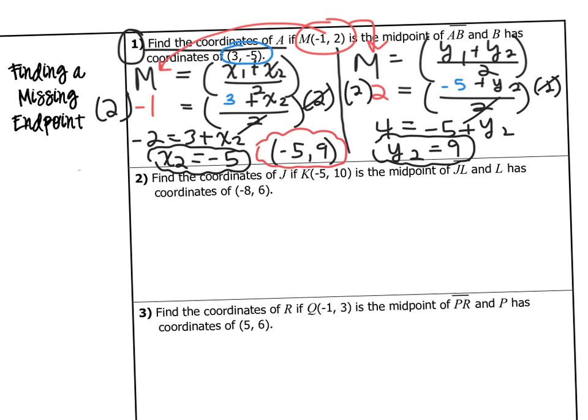I'm going to go ahead and give you the answer to numbers 2 and 3. The answer to number 2 is negative 2 and 14. For number 3, the answer is negative 7 comma 0. So see if you can work these two questions out and get these answers right here.